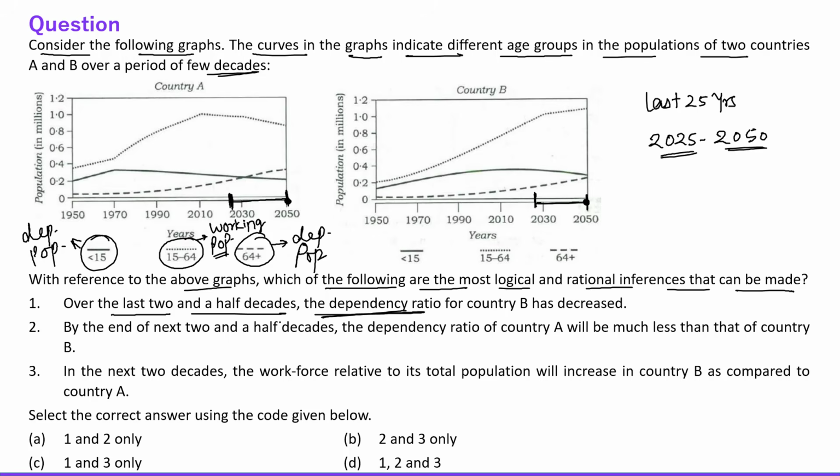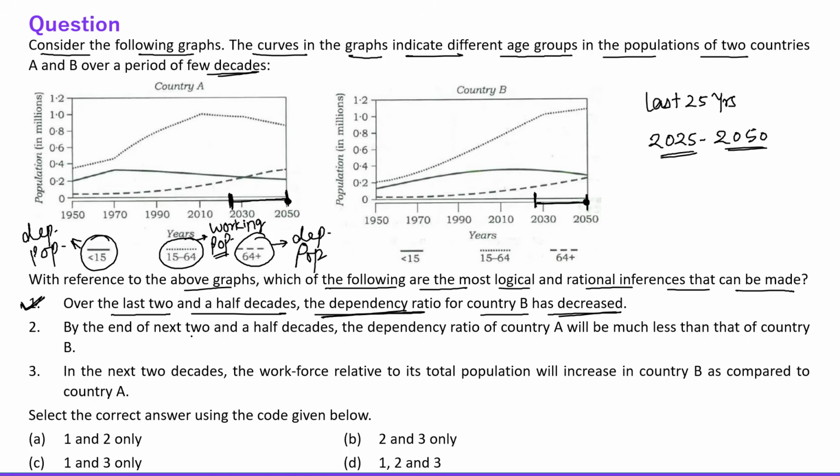Over the last 2.5 decades, the dependency ratio for country B has decreased. See, for the last 2.5 decades, the working population is increasing for country B. So if the working population is increasing, then obviously the dependency is decreasing. Okay, so the first statement is correct.